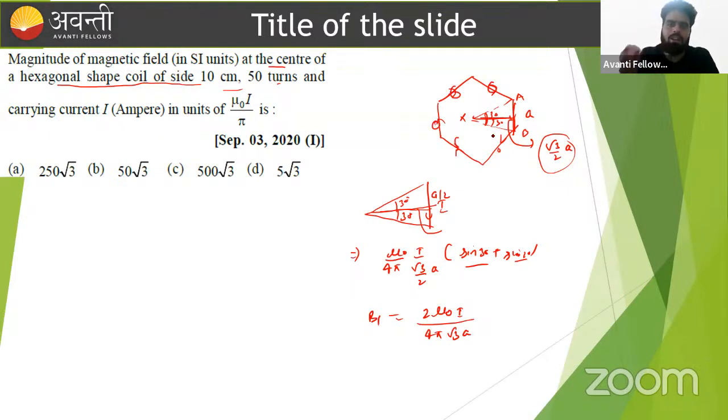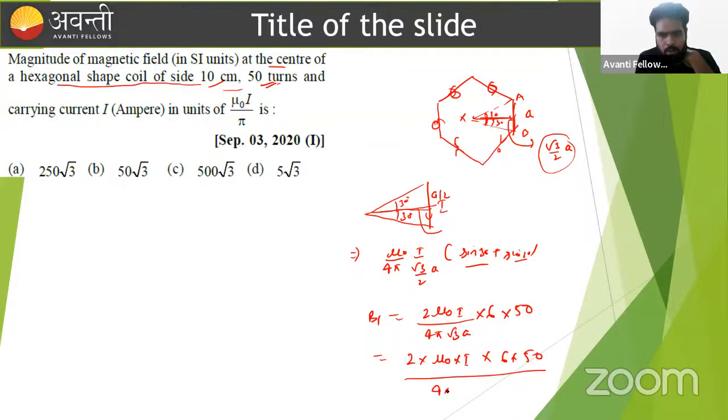And all the magnetic field created by all the small finite wires acts in the same direction, so we have to multiply by 6. Number of turns is also given, so we also have to multiply by the number of turns, right? And here the side is given as 10 centimeter. If we put in all the values, 2 mu naught I, that will be 6 into 50 divided over 4 pi root 3.